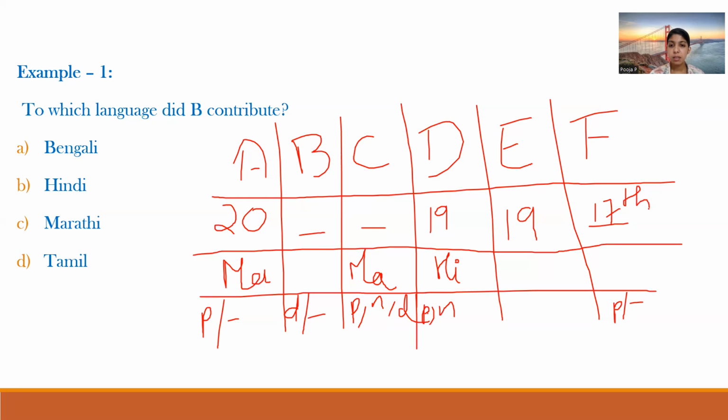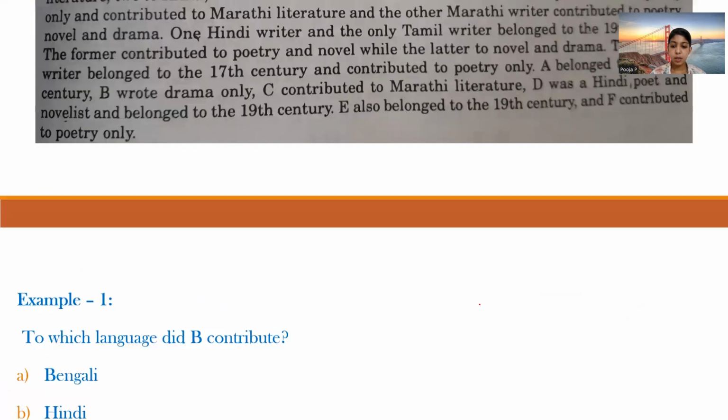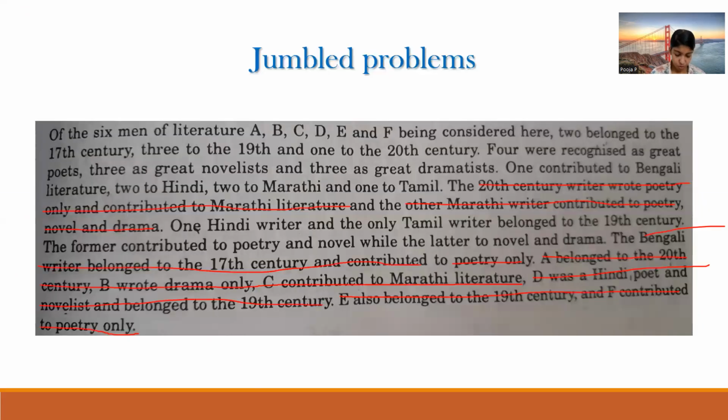Also, the reason being that you're supposed to have four people from poetry. So 1, 2, 3, and 4. So no more places poetry can be filled. That is the whole and sole reason we can confirm that F was the only person who contributed to poetry alone, belonged to the 17th century, was a Bengali writer. Next, how many belong to the 17th century? Two people. Among them one is F.